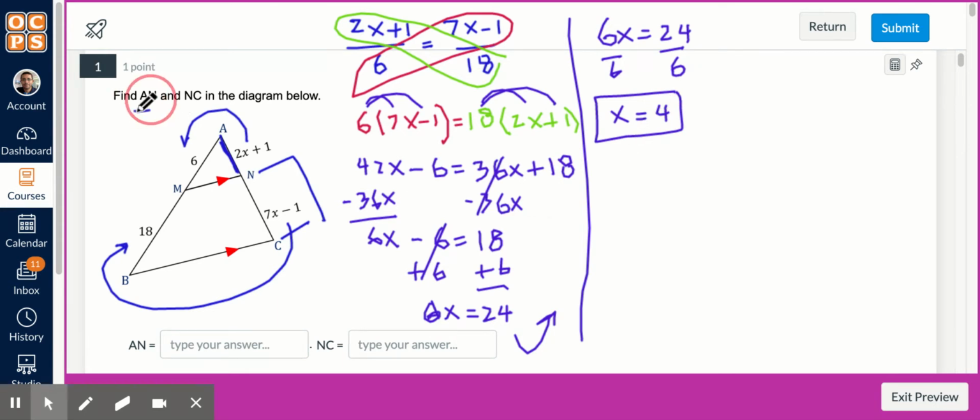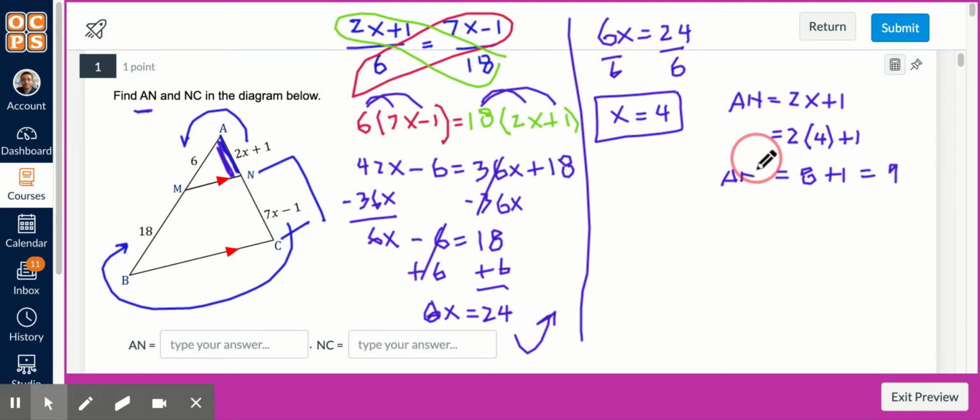The question is find AN. So AN from the drawing is 2x plus 1. I have the value of x already, which is 4. So I have 2 times 4 plus 1. And that's going to give me 8 plus 1, which is 9. So AN is 9. I have my first answer, so I'm going to type here 9.